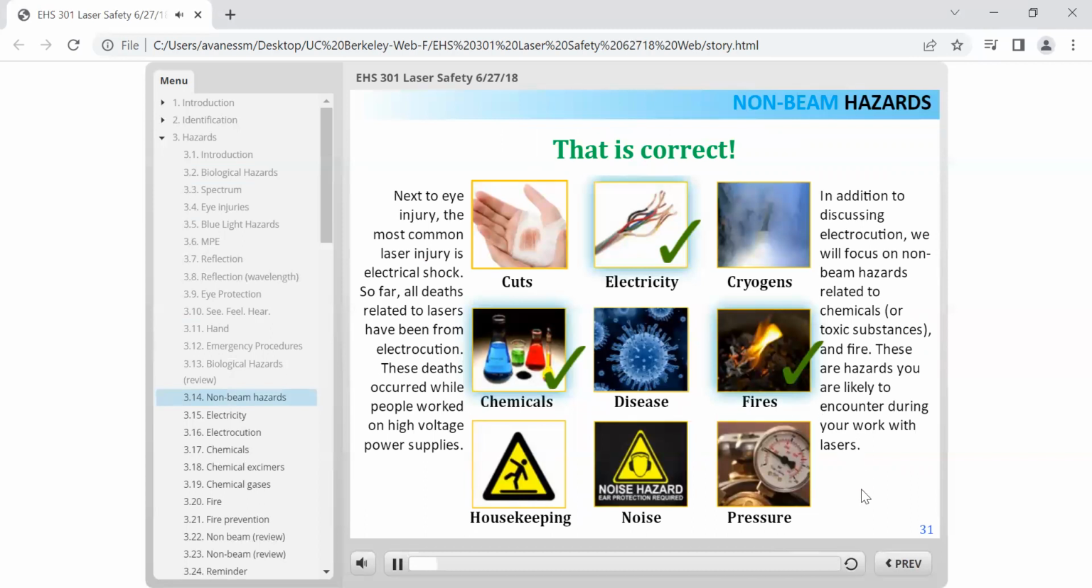Next to eye injury, the most common laser injury is electrical shock. So far, all deaths related to lasers have been from electrocution. These deaths occurred while people worked on high voltage power supplies. In addition to discussing electrocution, we will focus on non-beam hazards related to chemicals or toxic substances and fire. These are hazards you are likely to encounter during your work with lasers.